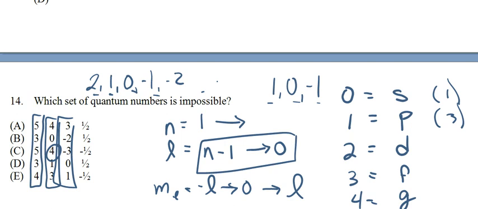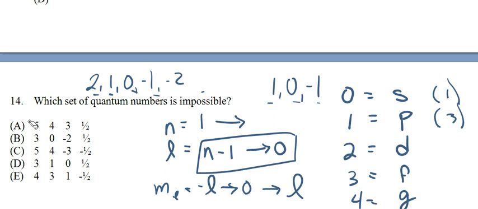Okay? So having said all of that, let's answer the question. Which set of quantum numbers is impossible? Is A possible? 5, 4, 3, 1/2. Absolutely. That one's good. Looking at this one, we have 3, 0, negative 2. That's pretty bad. Why? Well, s orbitals can only have the orientation of 0. Negative 2 falls in a d orbital's orientation. B is the incorrect answer, or I'm sorry, is the correct answer for the impossible.